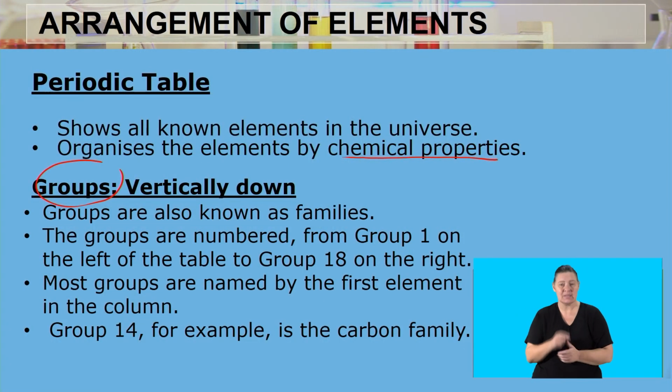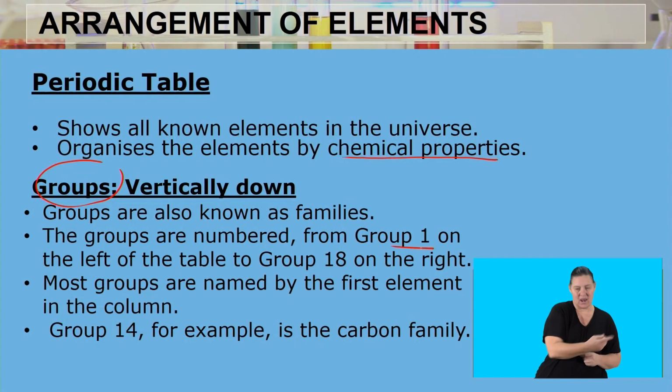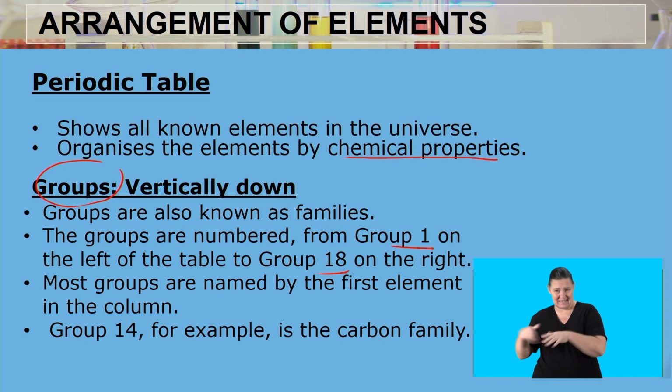These groups are also known as families. As you know, in families we have similar characteristics, we have similar traits, as with the periodic table. The groups are numbered from group number 1 all the way to group number 18, starting from the left-hand side all the way to the right-hand side.